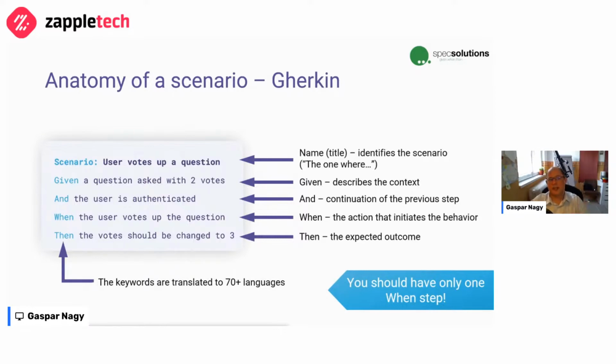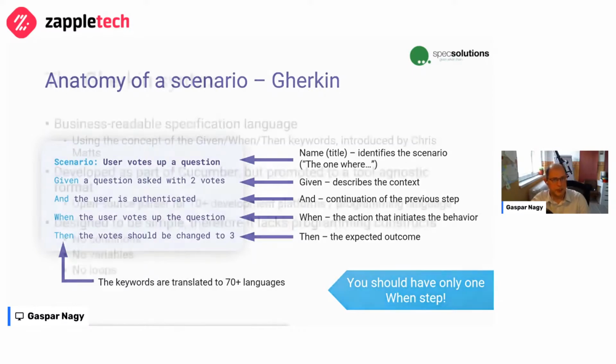The keywords right now we are seeing in English, but as they are describing the business intention, the business requirements, they should be in the language the business is really using. So if you are working in a German domain, then obviously you would write your scenarios in German, or if you were in Hungarian, then definitely you could use the Hungarian keywords. It supports more than 70 different languages, so definitely you will find yours within that.